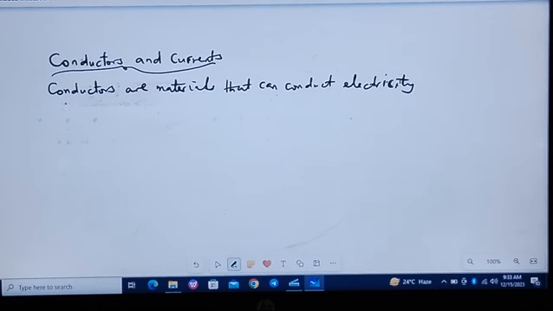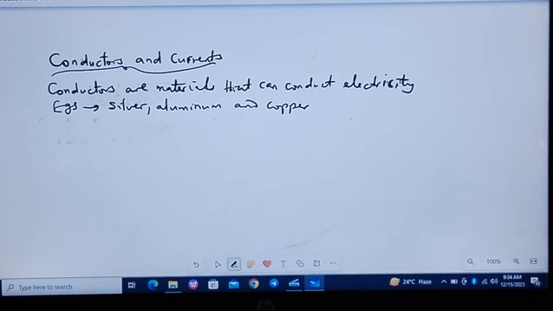We have some few examples that we'll take. Examples are silver, aluminium, and copper. These materials are very good for conduction of electricity.